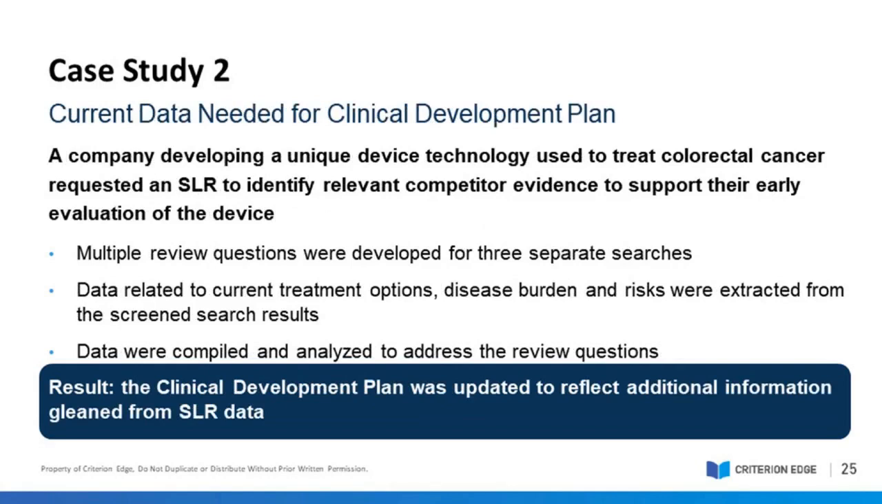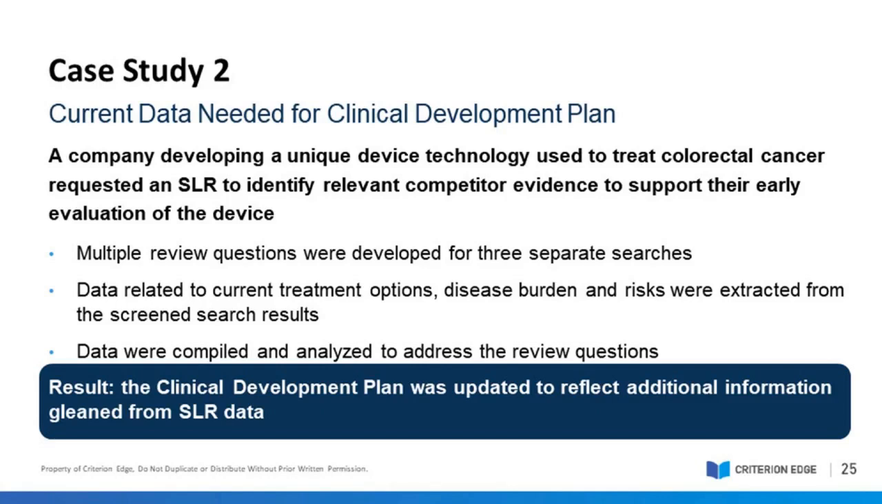This next case study is an example of a systematic literature review being leveraged early in the clinical development phase of a unique device technology used in the treatment of colorectal cancer. Now, a lot of you may key into that word unique, and that's often a concern for manufacturers and pharma companies: we have a unique drug, we have a unique device. There's not a lot of data out there. So this was the case for this particular client. They had a unique device technology.